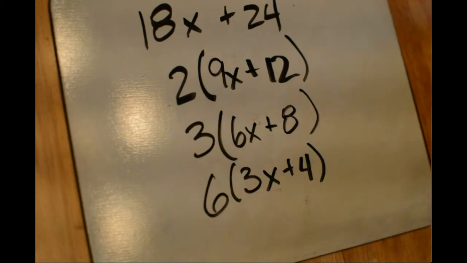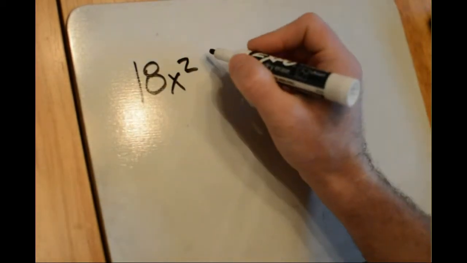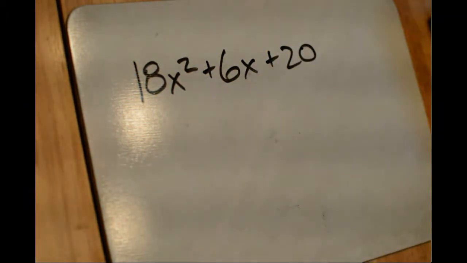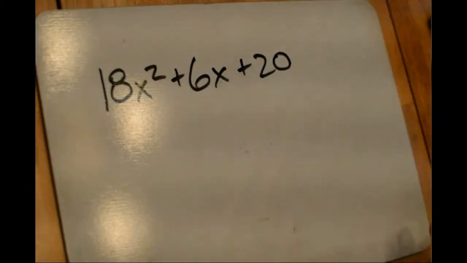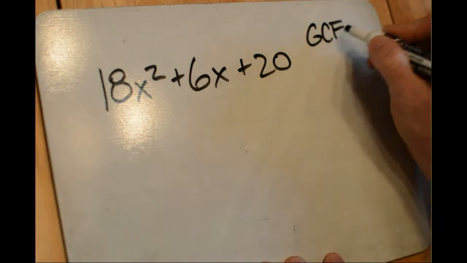So let's take a look at an example of a polynomial and work on factoring out the greatest common factor. So here's a polynomial, 18x squared plus 6x plus 20. What I want to do is factor out the greatest common factor, the GCF, from this polynomial. So the first thing to do is figure out what that greatest common factor is.